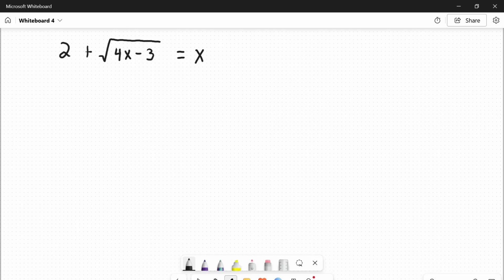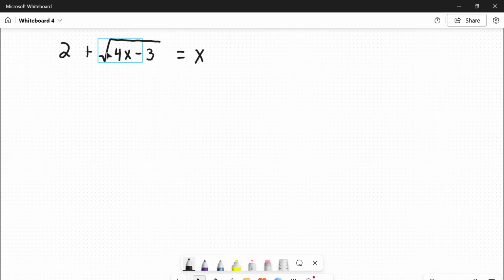Okay, so we're looking at checkpoint 2.4, problem number 1. The instructions say solve and check answers when appropriate. So I need to solve for x, and I am dealing with an equation here that has square roots in it. So I've got an x inside of my square root here. I've got an x alone over here.